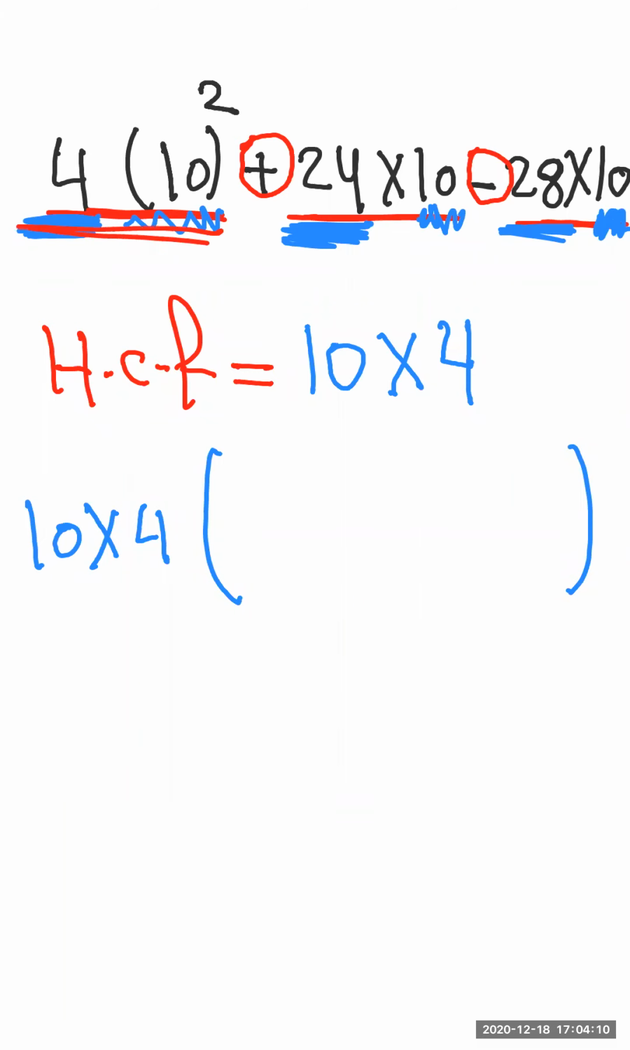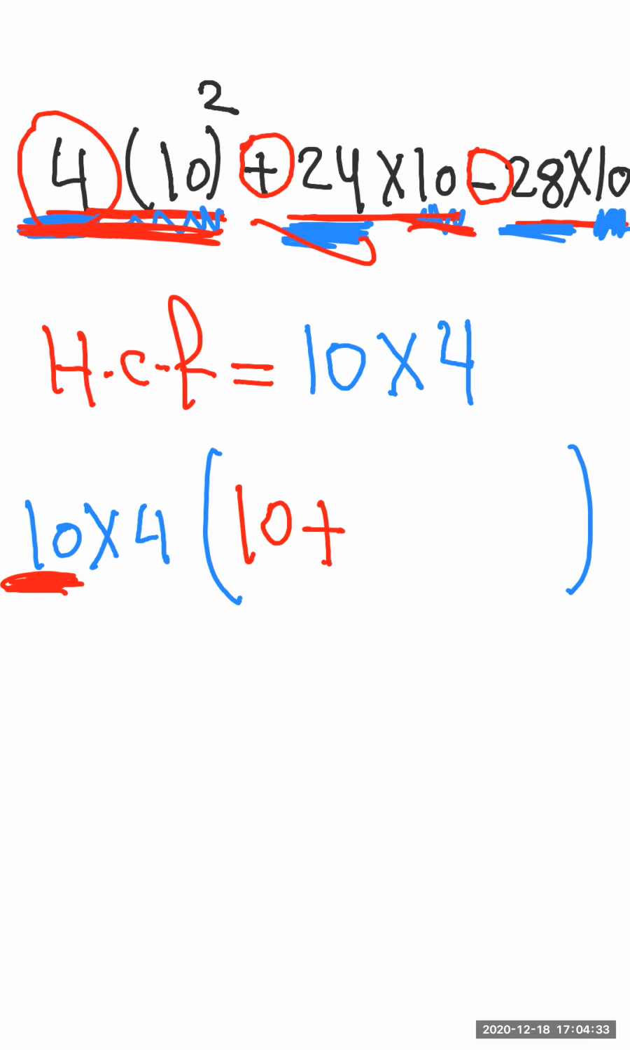Check the first term, guys. 4 already exists on the highest common factor. Then 10 squared, which means 10 times 10. There is one 10 in the common factor, so the remaining is only one 10, like this. Then plus 10, which already exists on the highest common factor.